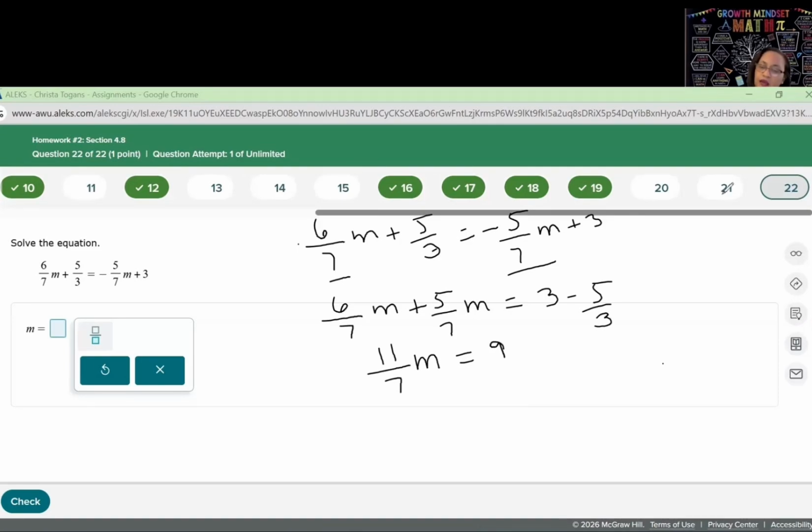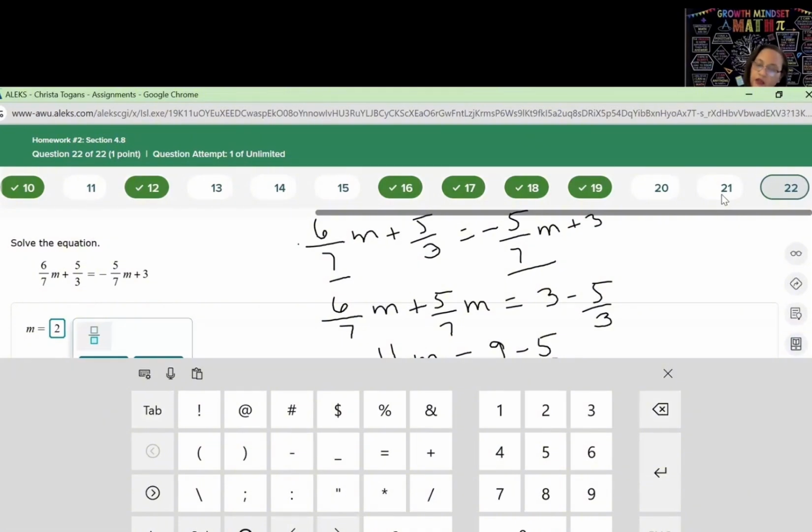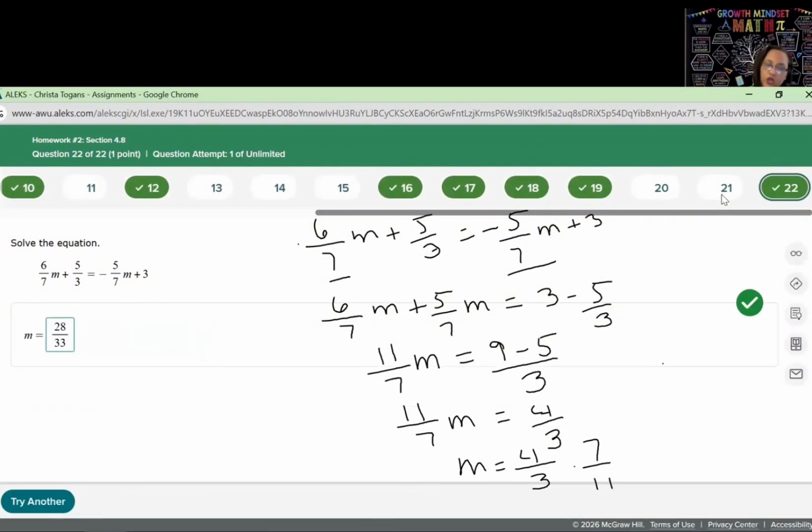3 times 3 is 9 minus 5. That's the common denominator. So I get 11/7 m equals 4/3. And then I'm just going to multiply. m equals 4/3 times 7/11, which is 28/33. If I didn't make any mistakes, 28 divided by 33. It's always possible.